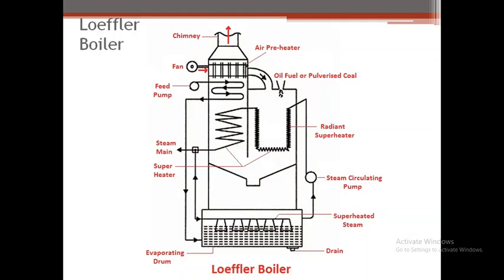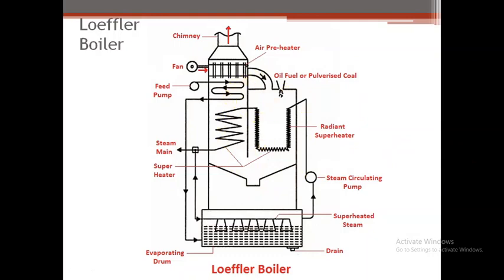Next, the safety valve. The safety valve is used for the safety of the boiler and plants. The main function of the safety valve is to release excess steam which is present in the vessel. It is mounted outside the boiler, which is not shown over here, but it is there.